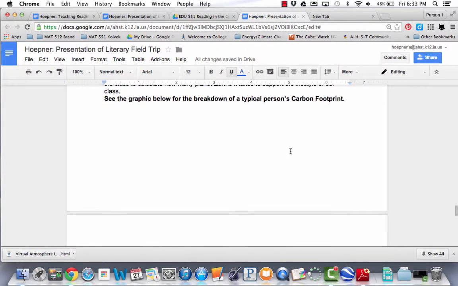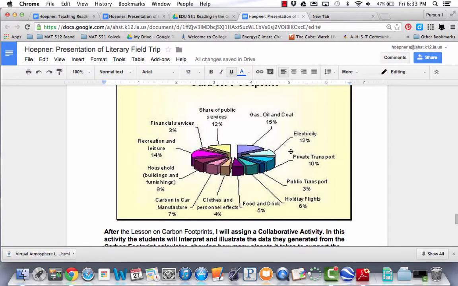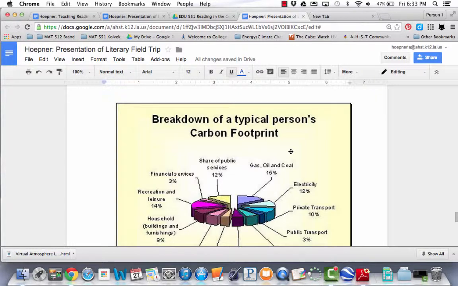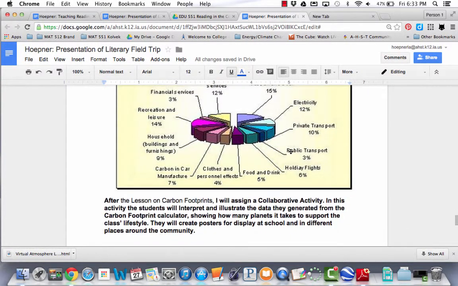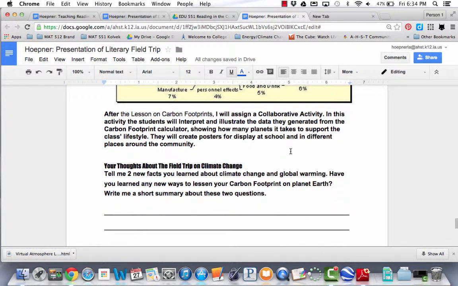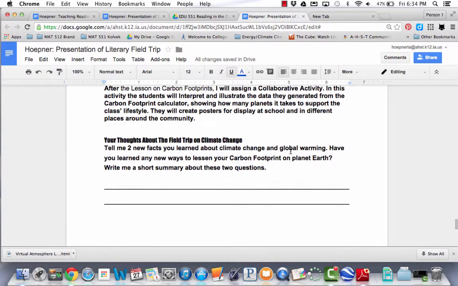After the calculator, there's a breakdown of a typical first person's carbon footprint. It's just a picture. And then after the lesson on carbon footprints, I will assign a collaborative activity in which they'll interpret the data and make posters of it, showing how many planets it would take to support everyone if everyone lived the lifestyle they have. I'll have them display these posters around the school and in the community.